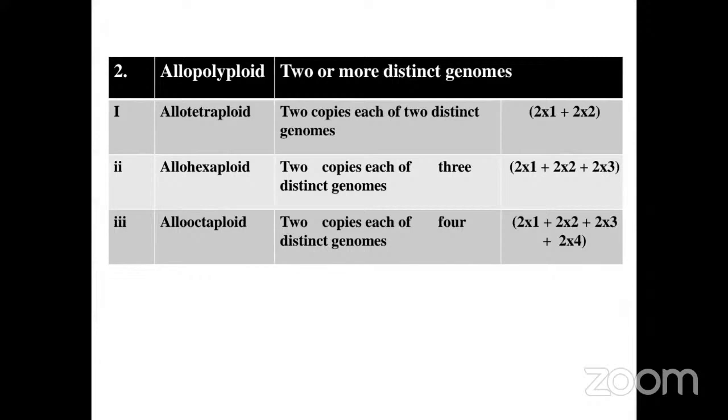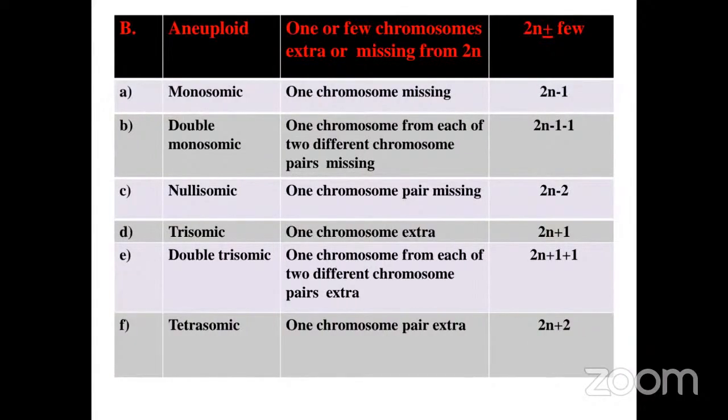Allotetraploid has two copies each from two distinct genomes. Allohexaploid, of which wheat is an example, has two copies each of three distinct genomes. Allooctaploid has two copies of each of four distinct genomes. And there is the other term, aneuploid.